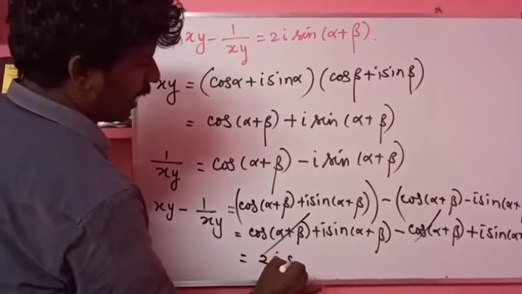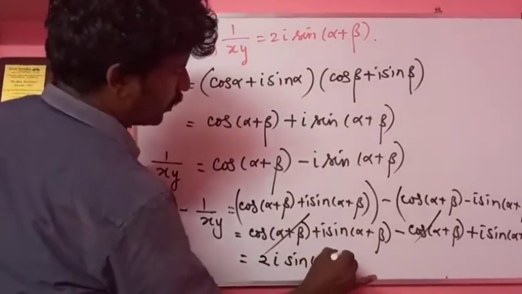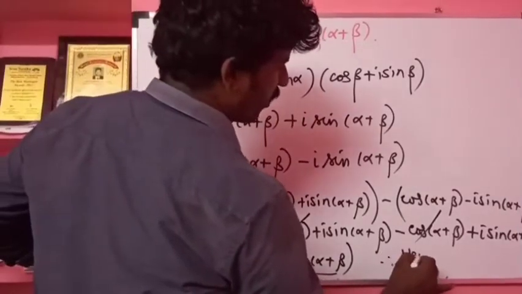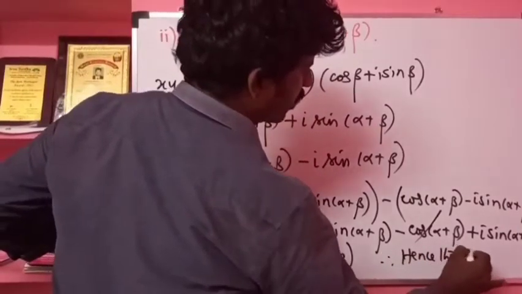Totally 2i sin(alpha plus beta). Right, so this is the answer. Therefore, hence the proof.